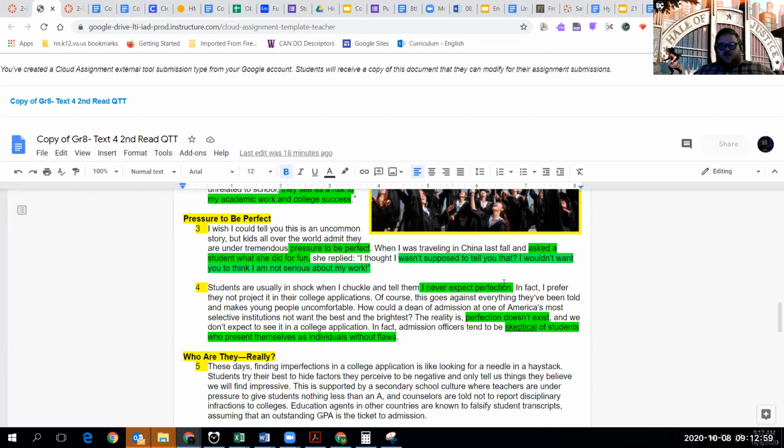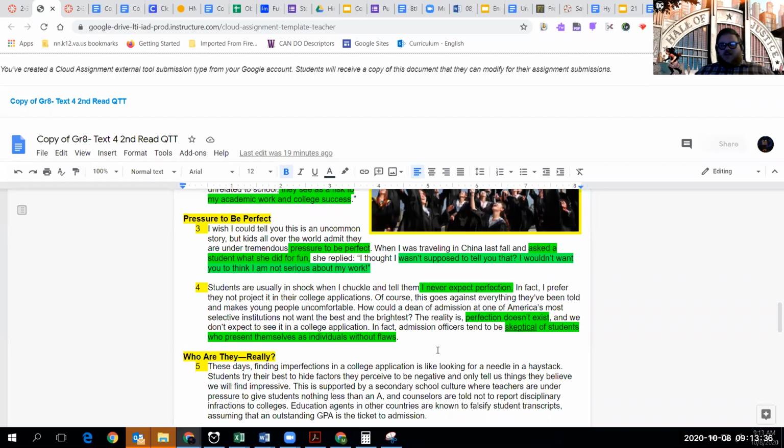How could a dean of admission at one of America's most selective institutions not want the best and brightest? The reality is, here's the key. Perfection doesn't exist. And we don't expect to see it in college application. In fact, admission officers tend to be skeptical of students who present themselves as individuals without flaws. Wow, that right there stands out to me as extremely important, extremely important. Perfection doesn't exist, and the admissions officers tend to be skeptical of students.